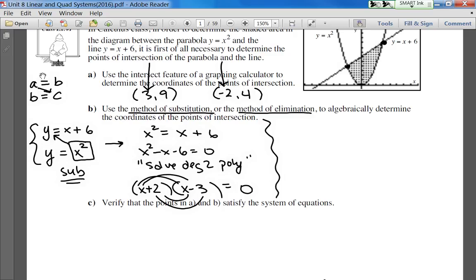Okay. What if you do elimination? Y equals x plus 6. Y equals x squared. Do you guys remember elimination? What do you have to do with elimination? It's just like back in elementary school when you're adding and subtracting. It has to be in columns. Okay? Is it in columns right now? Well, the y matches the y, but does the x match the x squared? No. So let's rewrite this.